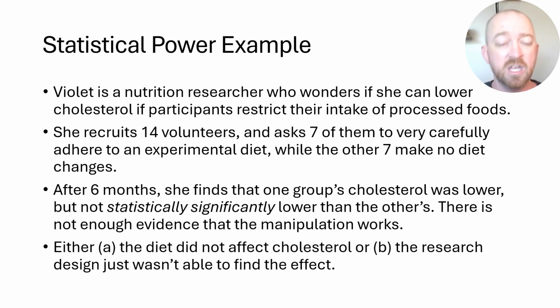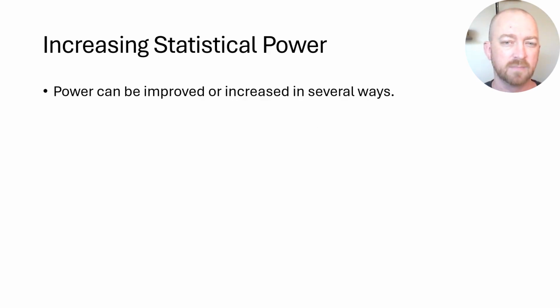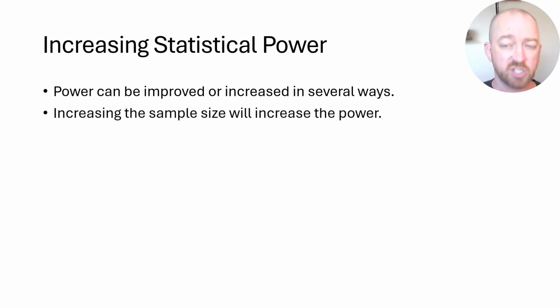Or maybe her research design just wasn't able to find the effects of that new diet on the variable. In other words, using our terms here, either there was no effect, or there wasn't enough statistical power to detect the effect of her independent variable on the dependent variable. Now, in Violet's study, there may have been several things that could have hurt her statistical power and therefore ability to detect an effect. For example, one thing that you may have noticed is that she had a relatively small sample size, 14 people spread across 2 groups. That's 7 people per group.